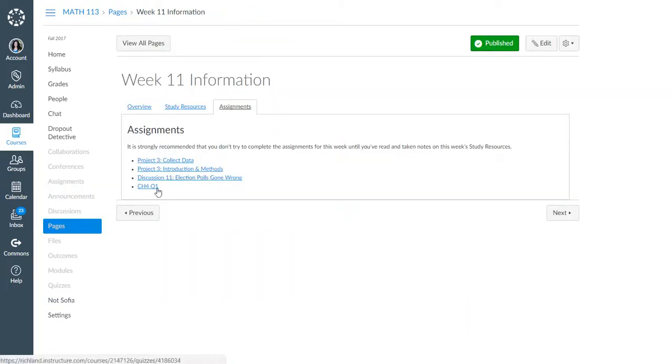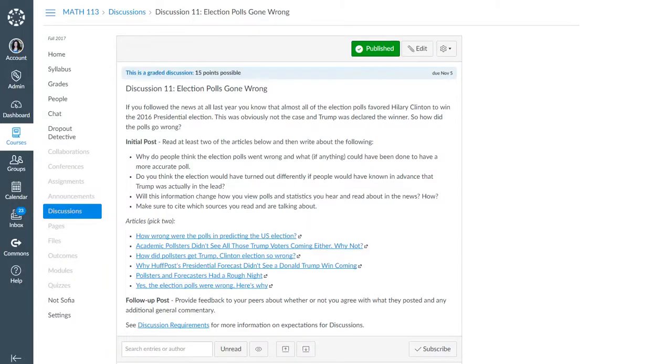The last assignment, because we already talked about the quiz, is election polls gone wrong. If you followed the news at all last year, you probably still remember that the election polls favored Hillary to win. This obviously wasn't the case, and Trump was declared the winner. So how did the polls go wrong? Read at least 2 of these articles below, then write about the following. Why do people think the election polls went wrong, and what, if anything, could have been done to have a more accurate poll? Do you think the election would have turned out differently if people would have known in advance that Trump was actually in the lead?